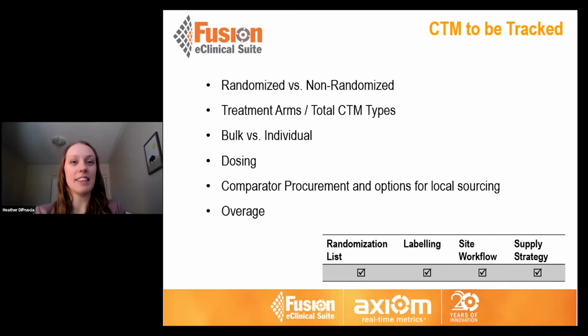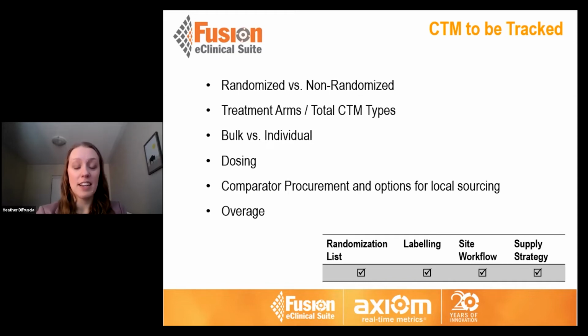Comparator procurement, and I think many of you are very aware of the procurement challenges these days. For procurement, we've seen a lot of timelines that are closer to 6 to 12 weeks, whereas we used to be able to move a little bit quicker, I'd say before COVID times. And in that case, is there any option for local sourcing for your comparators? At the same time, do you have any rescue medications? So maybe you can have the site supply their own aspirin, their own acetaminophen, et cetera.